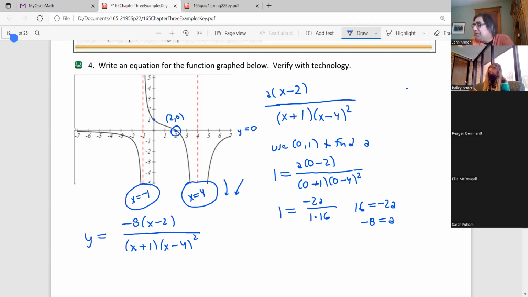Okay, I'm not going to verify this on technology. I feel pretty confident. All that would mean is you type in your equation, what pops up on the screen better look like what you see on the screen right now. Like I said, I'm feeling pretty confident about this one. So you could graph it if you want to, but I like it. Okay. So any other questions about that one?